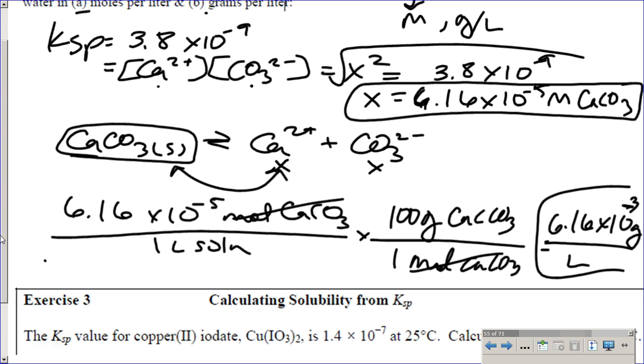So far, so good? Okay. I'll give you guys a second there. So that's the negative 3. Yeah, it's to the negative third.